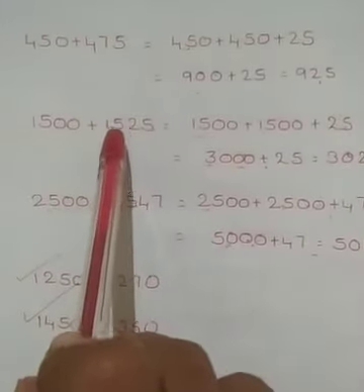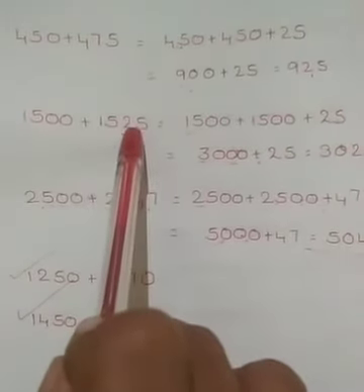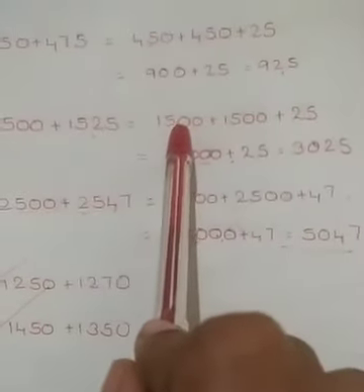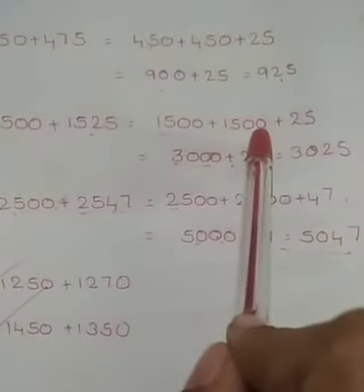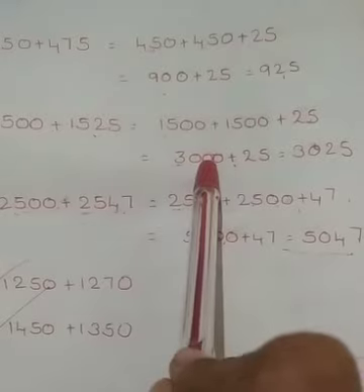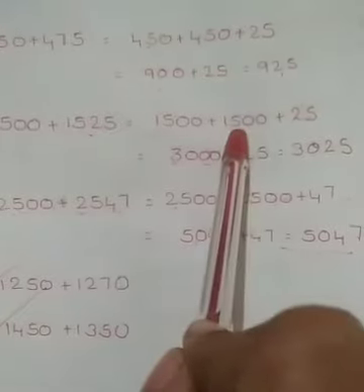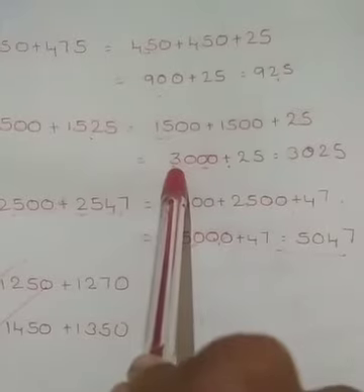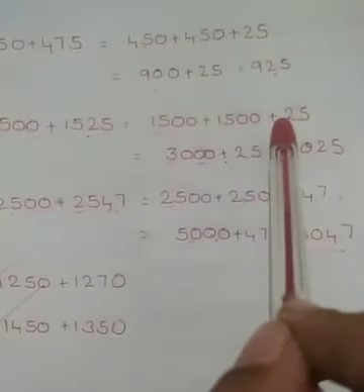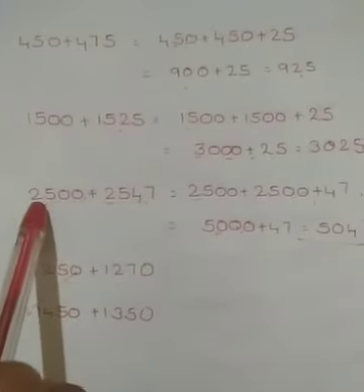Okay. The next step. 1500 plus 1525. How can we split? 1500 plus 1500 plus 25. Okay, like this. First, the numbers in ones place and tens place is 0 here. So the answer's ones place and tens place is also 0. So our duty is only add 15 plus 15. What is the answer? 30. 30 and these two zeros. What is the answer? 3000 plus 25? 3025.